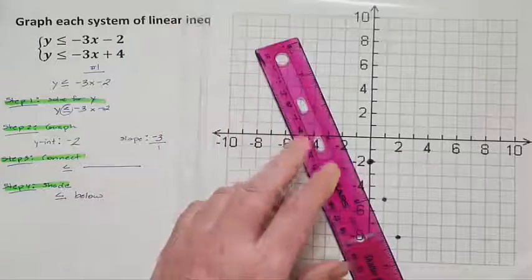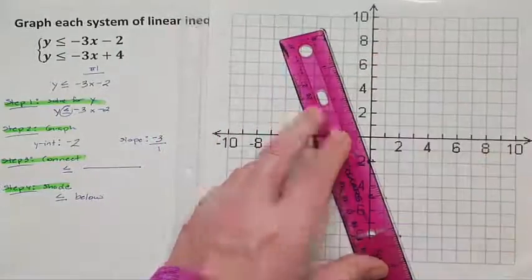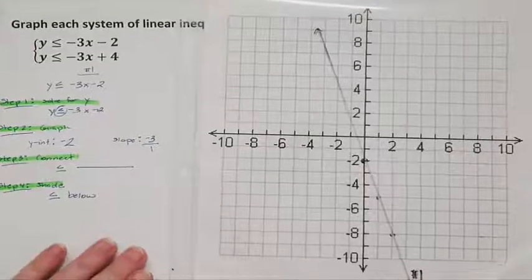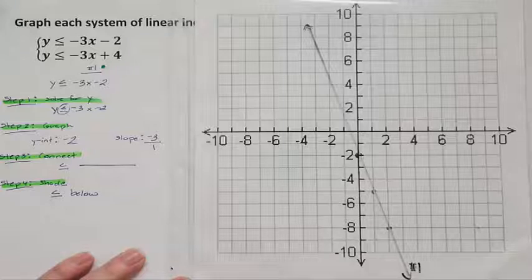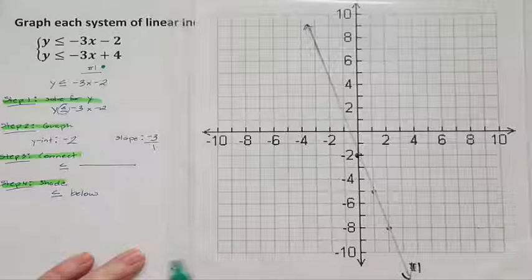So here is my ruler. Label mine. So this is line number 1. Now I'm going to shade this one in green. So I'm going to put a green dot right next to number 1 so I know it was the green. I'm supposed to shade below.